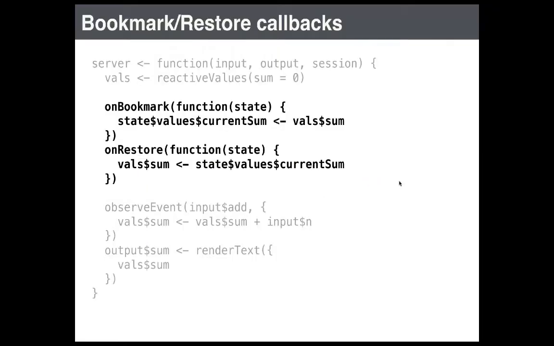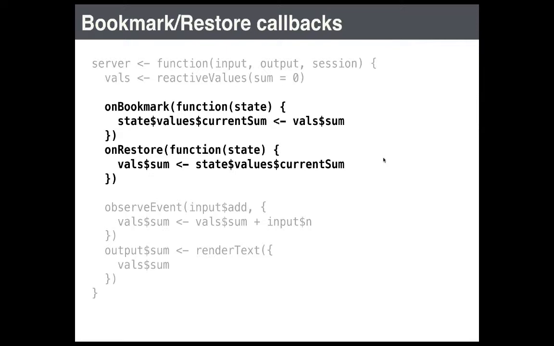Okay, so in order to deal with this sort of problem, there are some functions that you can use to register callbacks for when an application is bookmarked and when it's restored. For this particular application, we need to save some extra state that's not just the current input values. The current input values are saved automatically when you bookmark, but we need to save some other information as well.